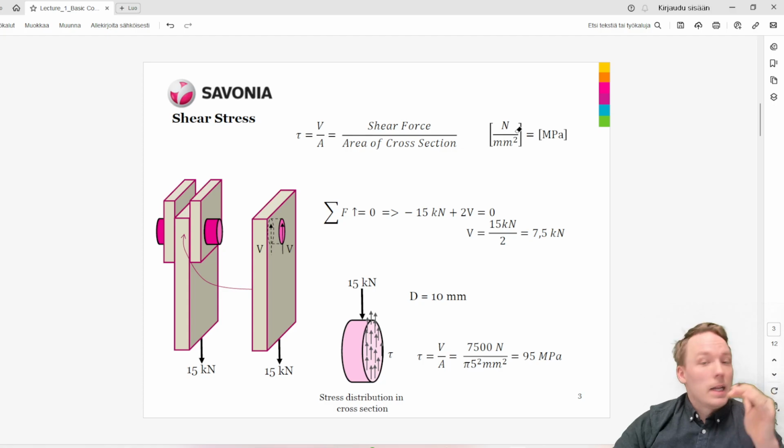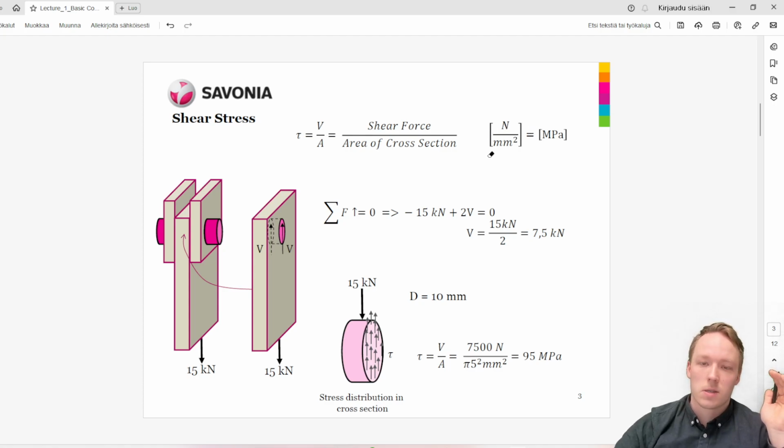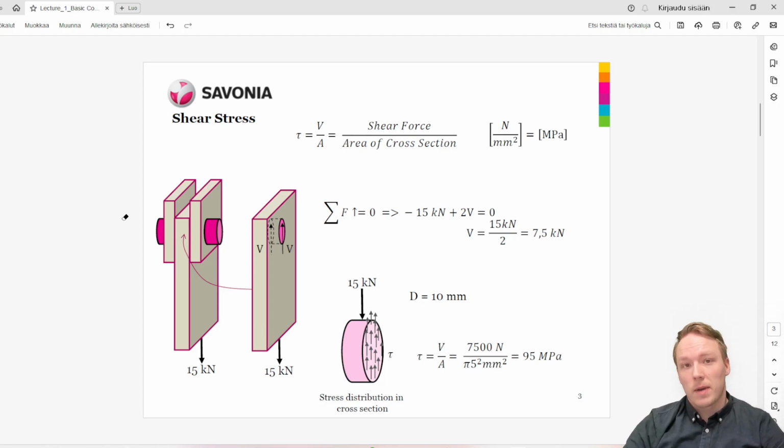Unit exactly the same. Just like in normal stress, in here we also want to have always the force in newtons, cross-section area in square millimeters, and the resulting unit will be megapascals. Here's a simple example. There are 3 plates. They are joined together. They are held together by this pink bolt in here.